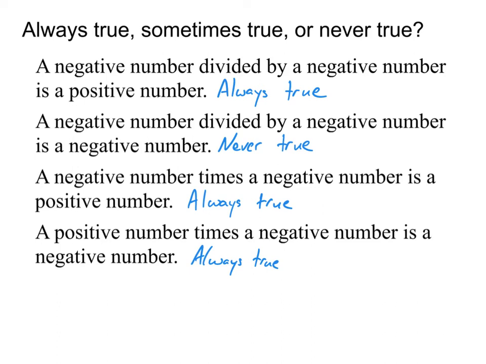Now, you might be wondering at this point, what would make something sometimes true? None of these ended up being sometimes true. That's because whenever we're dealing with multiplication and division, all the rules are consistent. It doesn't matter what numbers you're choosing. It only matters what the signs are on them for what the sign of your answer will look like. And so when we're dealing with multiplication and division, like these questions were, all your answers will always have to be either always true or never true.